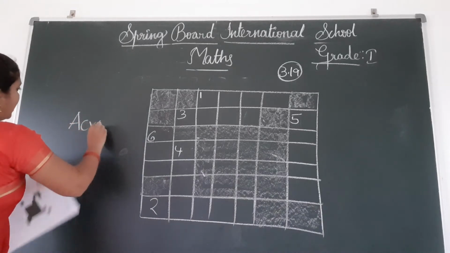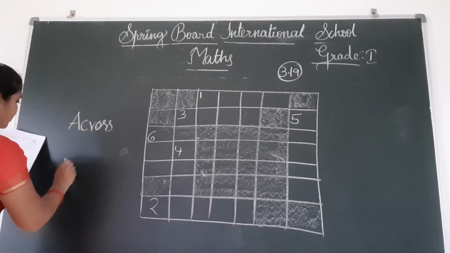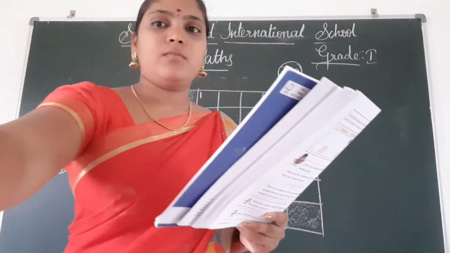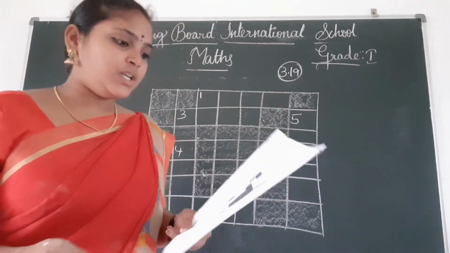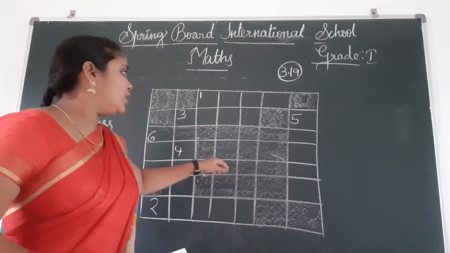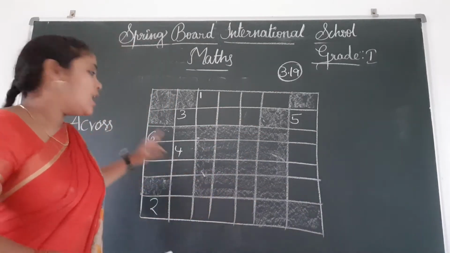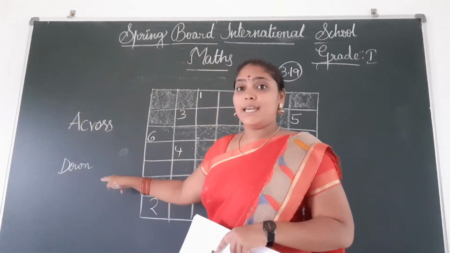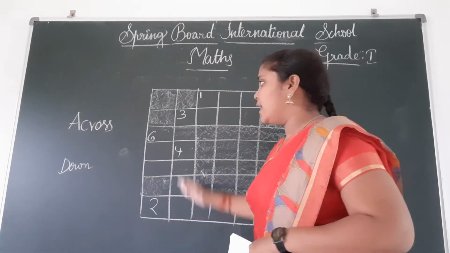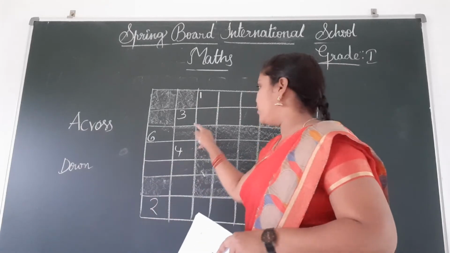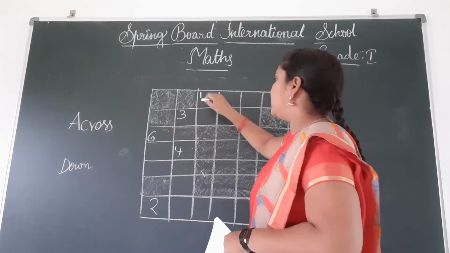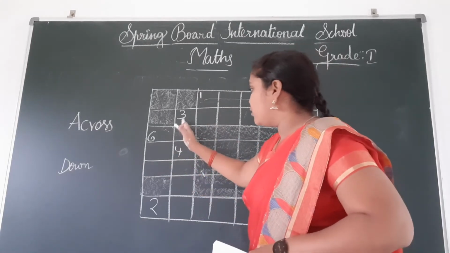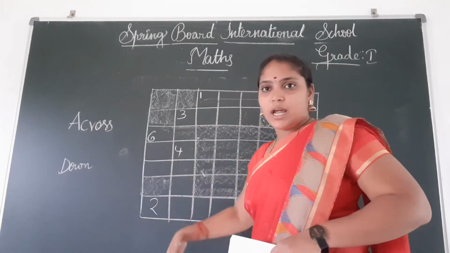Across and down. So okay children, here some boxes are colored. Now you have to leave these boxes, and here are given clues according to across, and across means you have to write the number names like this. Okay, you have to write the number names like this across. And down means you have to write the number names straight.